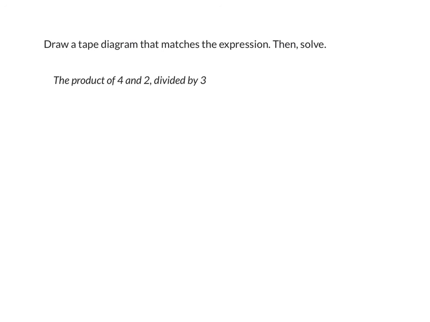Let's first write it into numbers, okay? So what does product mean? Times. What are we multiplying? Okay. So we have 4 and 2. And we're finding that first, right? And the whole thing divided by 3. There's 2 ways to write divided by 3. You could either write the division sign, divided by 3, or we also know that we could write it as a fraction. Okay, so there are 2 possible ways to write this as numbers.